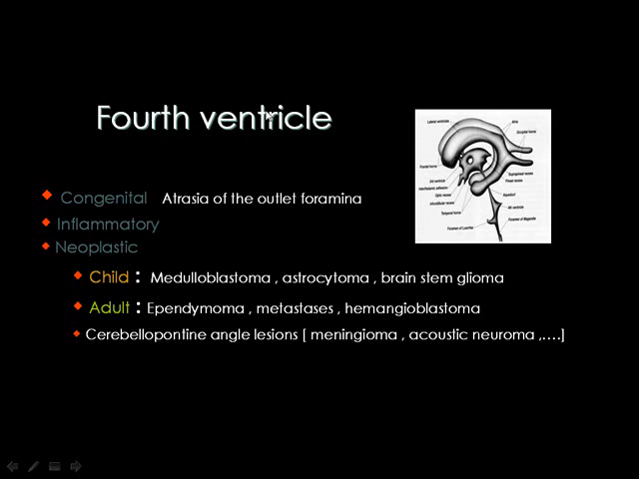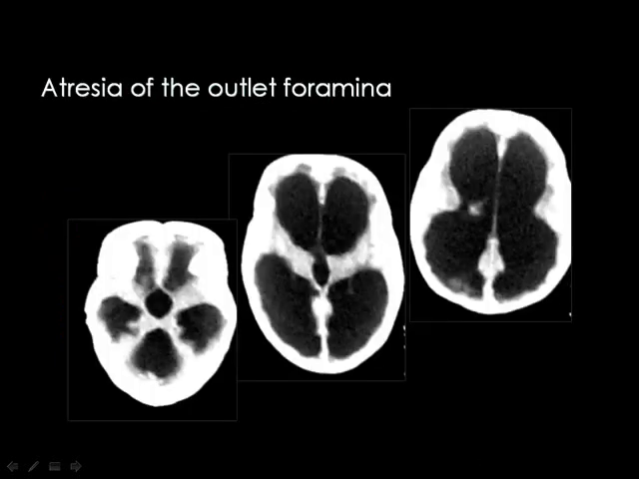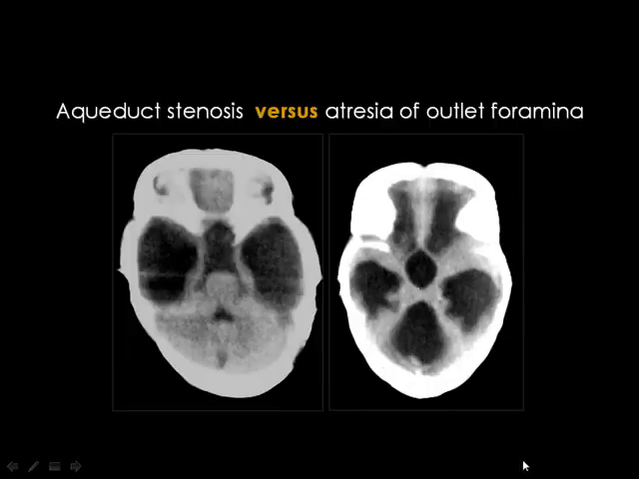Then what about the obstruction in the region of the fourth ventricle? You know that the CSF comes from the lateral ventricles to the third, then the aqueduct, then the fourth ventricle. Congenital atresia of the outlet foramina of the fourth ventricle is one of the causes of supratentorial and infratentorial hydrocephalic changes. Also, inflammatory lesions and tumors in the posterior fossa can compress the fourth ventricle and produce hydrocephalus. And this is a case of atresia of the outlet foramina of the fourth ventricle. You see the fourth ventricle is ballooned, the third ventricle is also ballooned, and both lateral ventricles are markedly dilated.